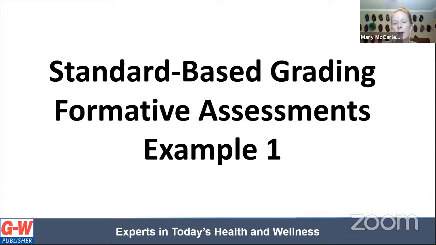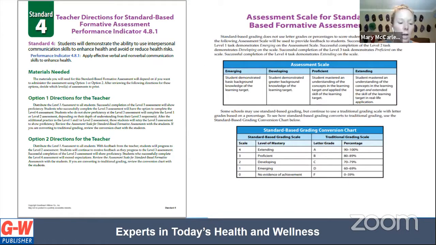And these, you are going to see a level 1, 2, 3, and 4. First of all, I created, so you have the 8 national health education standards, and under each standard, you have performance indicators. So for each performance indicator, which is a very specific indicator, for example, 4.8.1, apply effective verbal and nonverbal communication skills to enhance health.